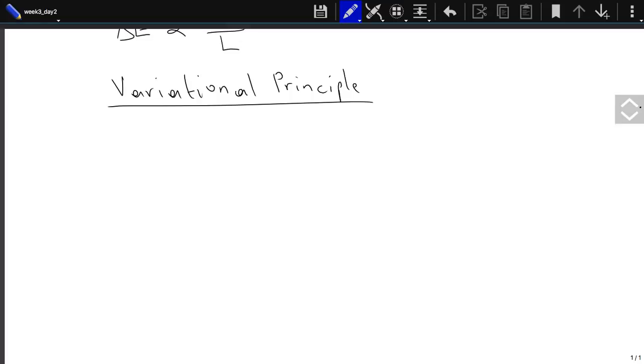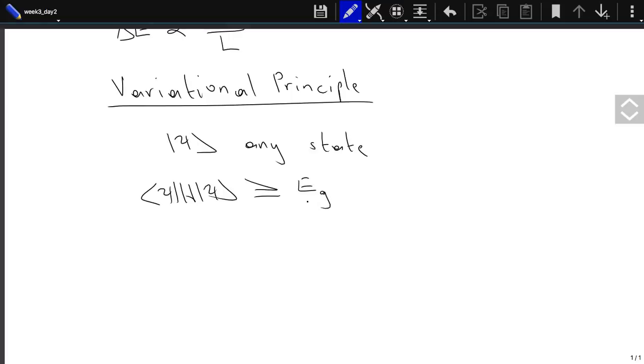The variational principle is based on the observation that if you have any wave function psi, any state, then this expectation value is always larger than or equal to the energy of the ground state. And it approaches the ground state energy more and more as the state psi becomes more and more similar to the ground state itself. The proof is kind of easy.